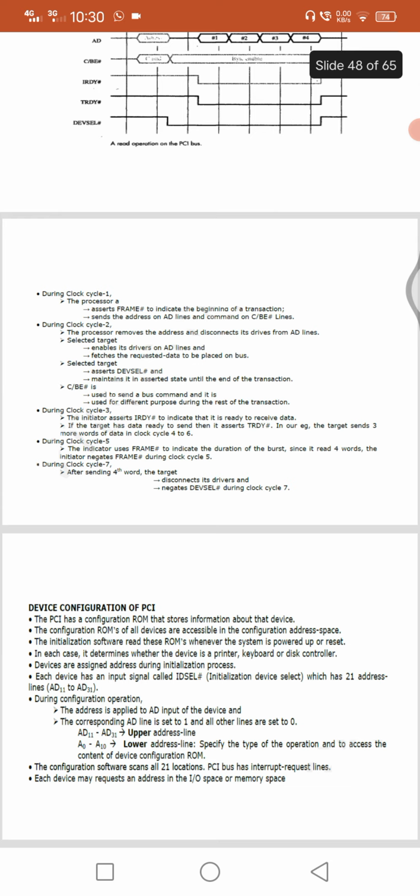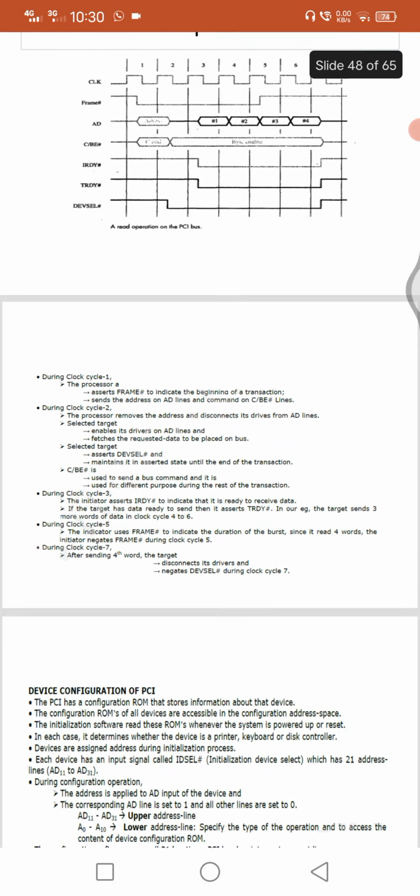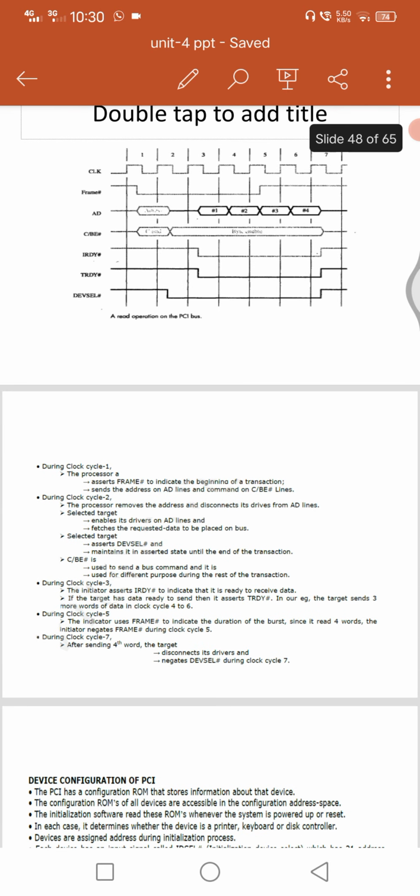During clock cycle 5, the initiator uses FRAME to indicate the duration of the burst. Since it reads 4 words, the initiator negates FRAME during clock cycle 5. That means after finishing all transactions, the FRAME is negated, meaning disabled.